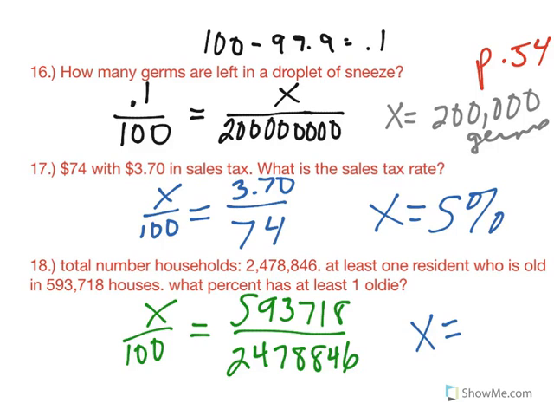So, part to whole. Cross multiply, and we end up with 23.95%. That's how many households in Indiana have at least one person who I would consider to be an oldie because they're 65 or older. All right, let's continue on.